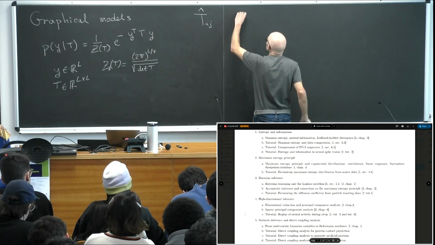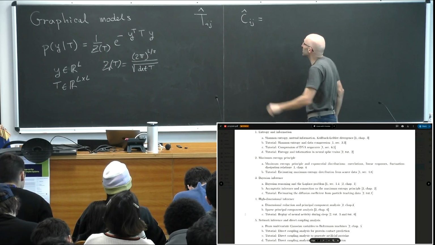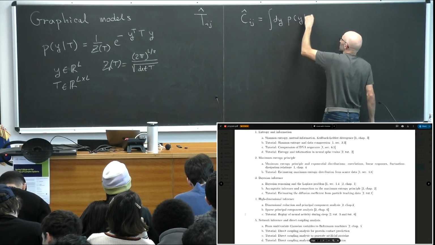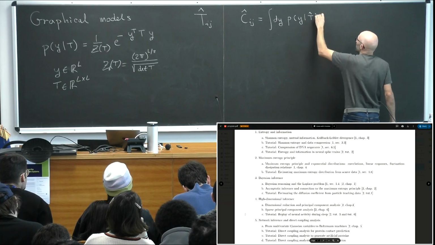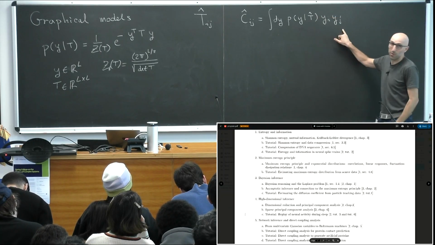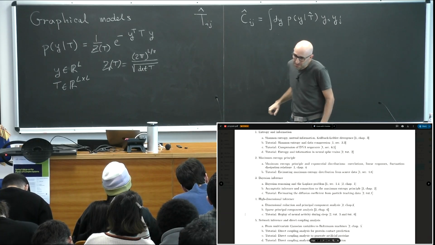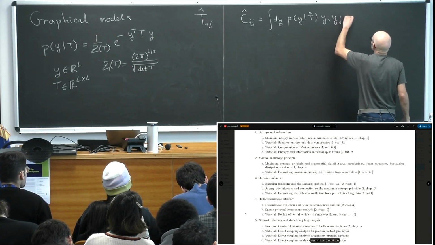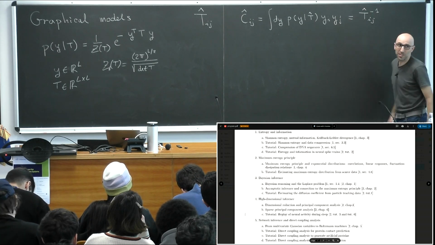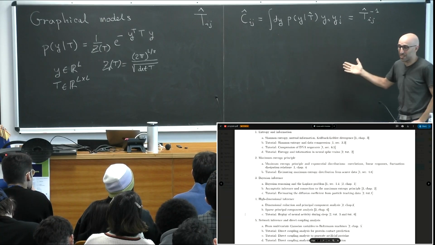Remember that the correlation between variables is the integral of P of y times yi yj. I'm assuming 0 mean, so this is the correlation. And this is given by the inverse of T. So of course, if T is sparse, C is not sparse in general, okay?